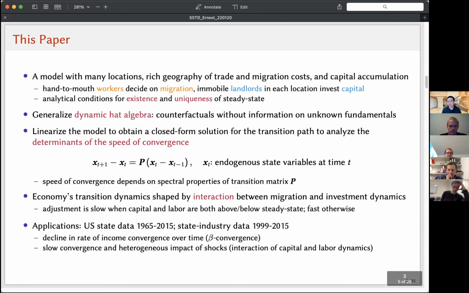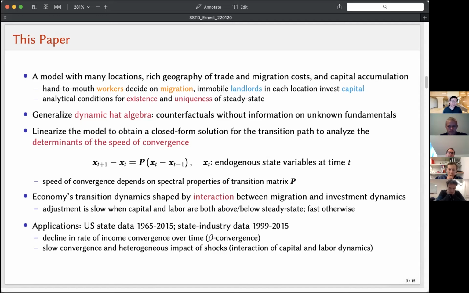So in terms of application, we compile about half a century of US cross-state migration and trade data, as well as 16 years' worth of data at the state by industry level, capturing migration and trade flows. We used the model to analyze the observed empirical decline in the rate of income convergence over time. And we analyzed the convergence properties and heterogeneous incidence of shocks to local economic fundamentals to highlight this interaction between capital and labor dynamics.